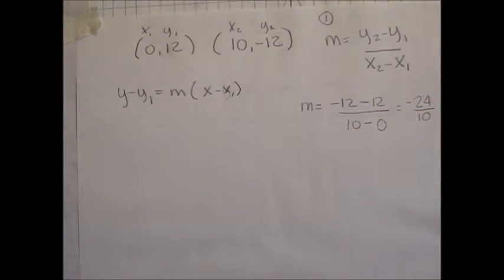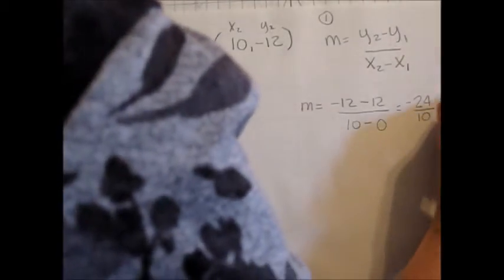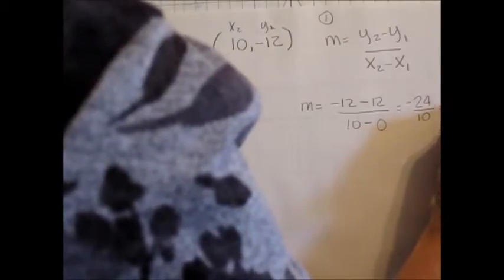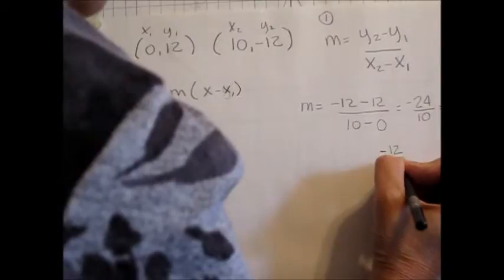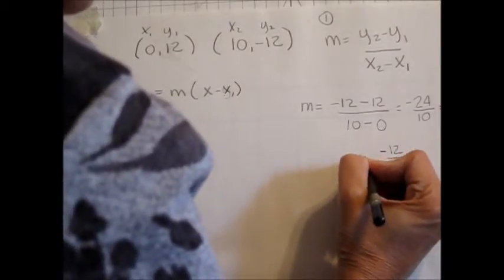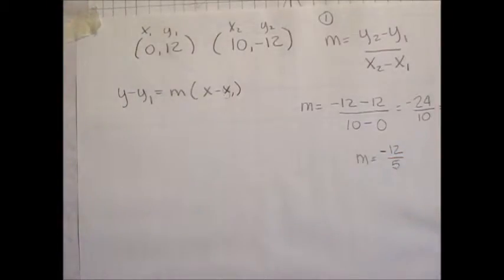Now negative divided by a positive is going to be negative. So we have negative 24 over 10, which reduces to negative 12 over 5. Now that should be my slope of my line. I could go ahead and check to see if that's what I ended up getting.